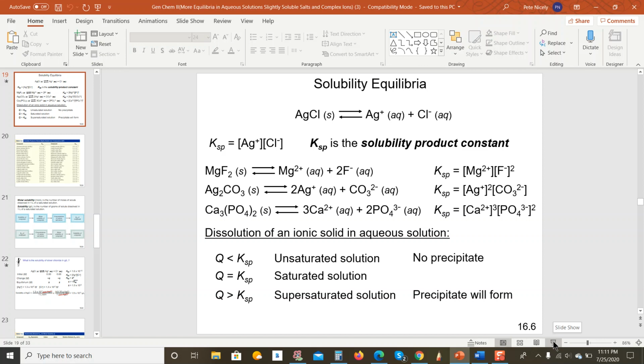So let's look at solubility equilibria. In this discussion, what we'll be talking about are certain ionic compounds that are sparingly soluble in water. In fact, in most cases, we tend to say that these compounds are not soluble, but that's not completely 100% true. They do have a degree of solubility, but their solubility is very low. So an example of such a compound is silver chloride.